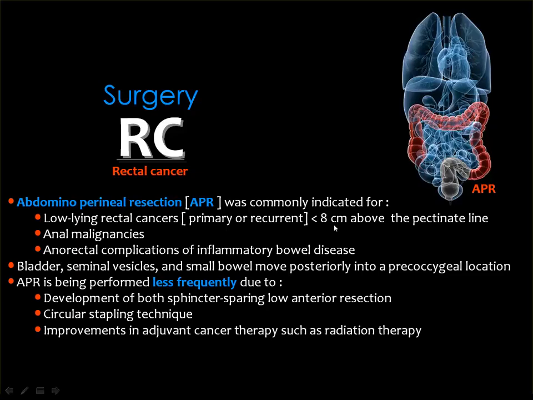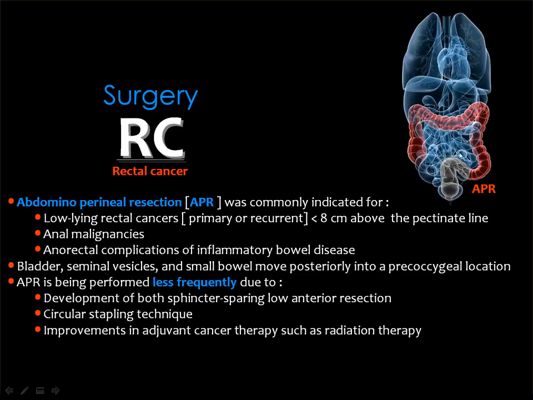less than 8 centimeters above the pectinate line, which is the separation line between the anal canal and the lower part of the rectum. I will explain this in detail in the anal imaging. Then anal malignancies and anorectal complications of inflammatory bowel disease like Crohn's and ulcerative colitis.